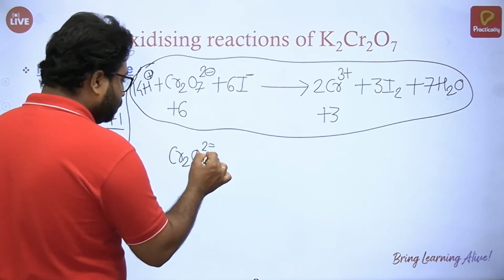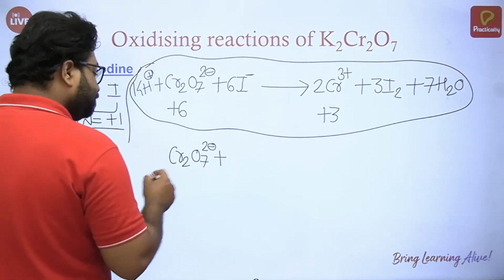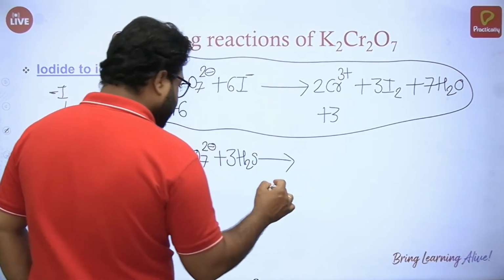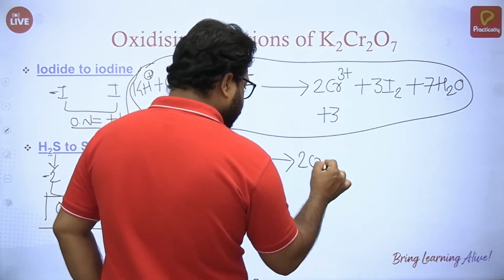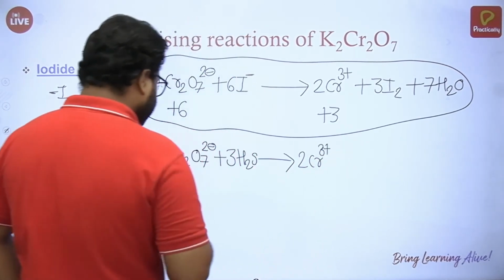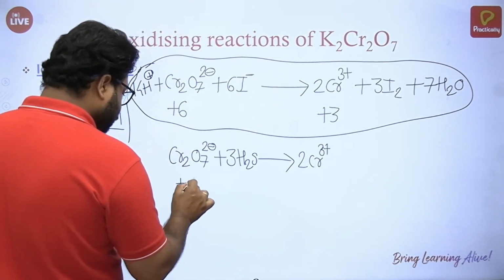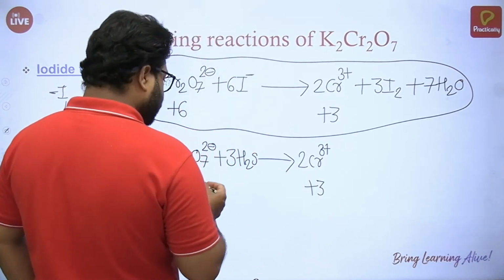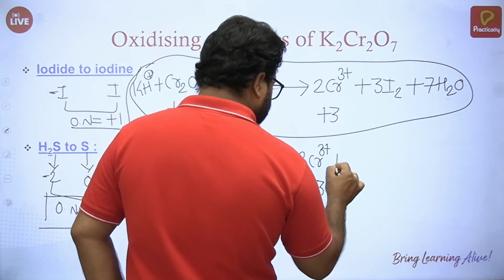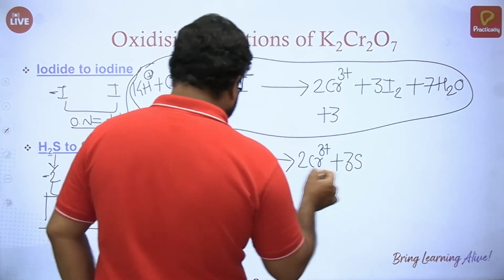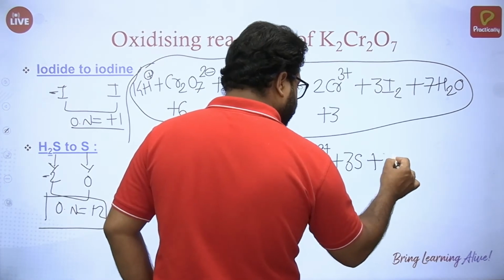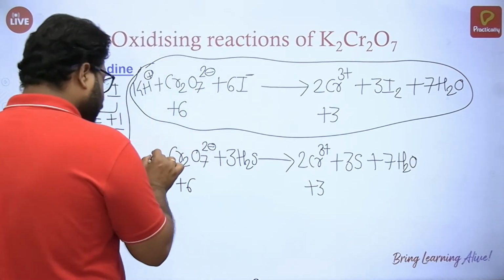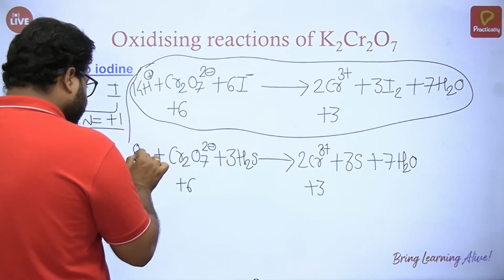Cr2O7 2 minus plus 3H2S gives 2Cr 3 plus, plus 3S, plus 7H2O, with 14H plus on the reactant side.